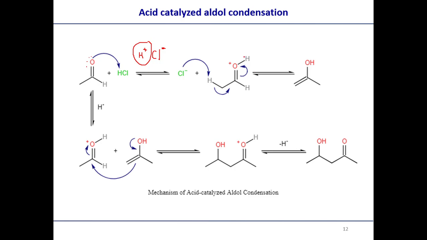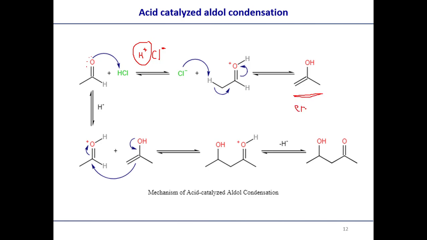Now, after getting this OH, what will happen? This oxygen carbon bond breaking will take place, because oxygen has three valencies. And this chlorine will take this proton to become HCl again. This chlorine can take this proton to make the HCl, and again the double bond will form. This tautomerized form is called enol.